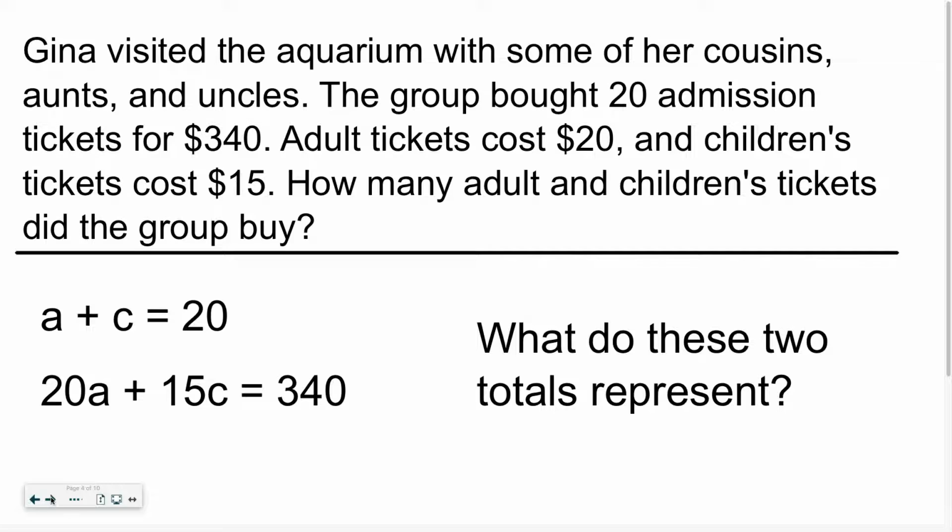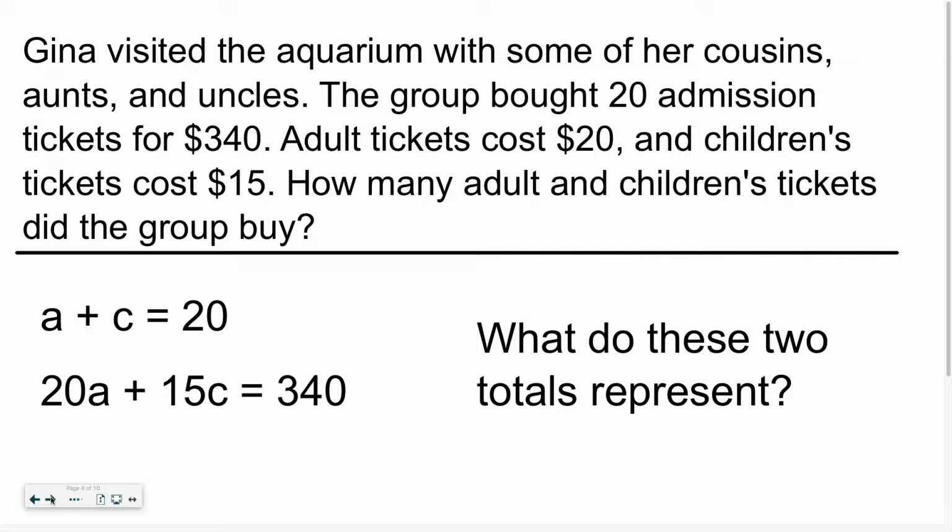Alright, so now we have our two equations. If you don't have these written, write the equations down. So what do these two totals represent? I'm just recapping. We already kind of talked about it. The first equation is the adult tickets plus the children tickets equals the total number of tickets, 20. And then what about this total? The cost of the children's tickets and the cost of the adult tickets equals 340.